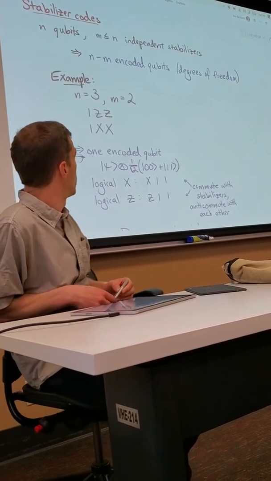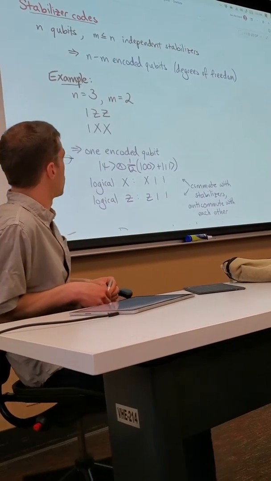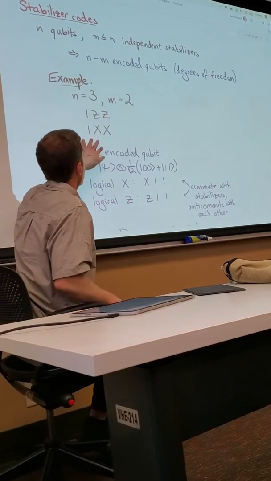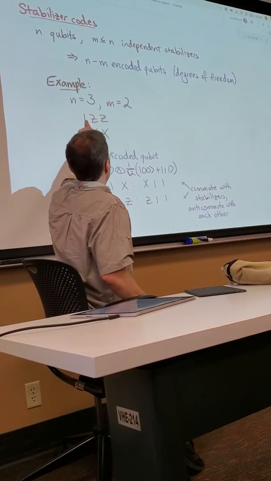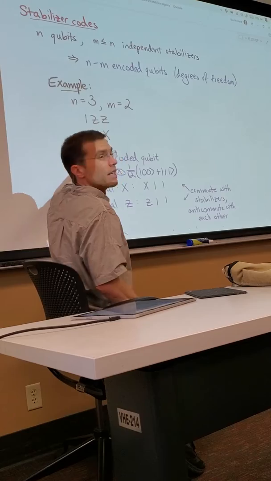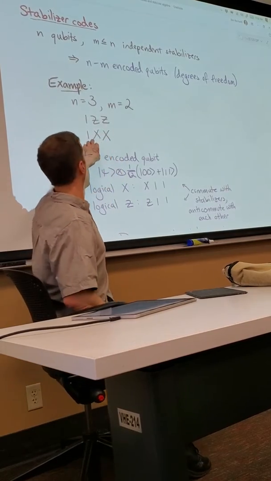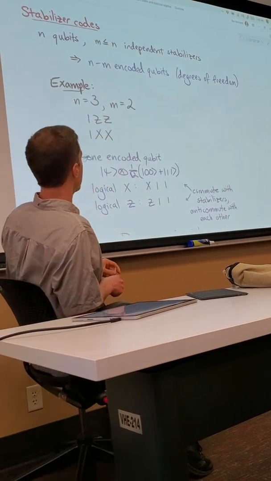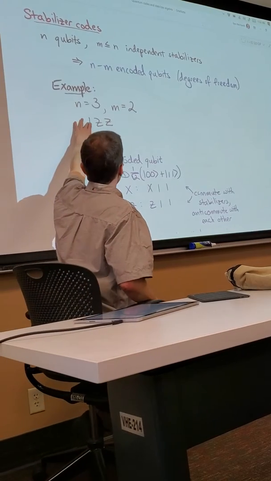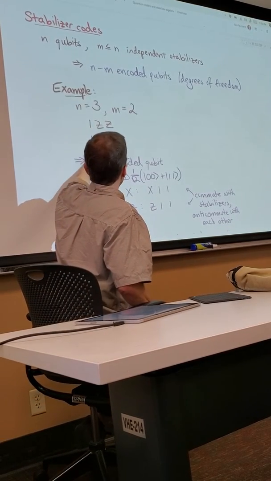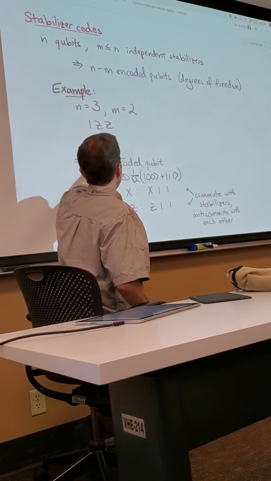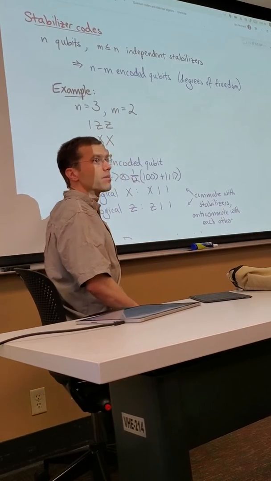So for example, this is a simple example. Here's a 3-qubit code, you could say, where the stabilizers are IZZ and IXX. So of course, XX and ZZ stabilize the cat state. And so on 3 qubits, what this is saying is that actually the first qubit is free. It could be anything. And the second two, qubits 2 and 3, are in a cat state.